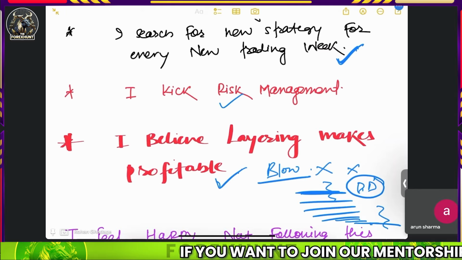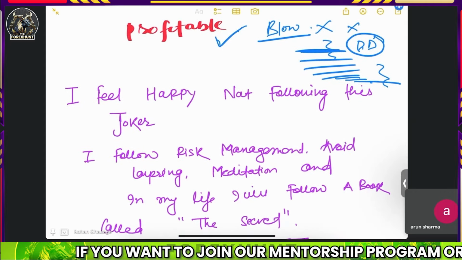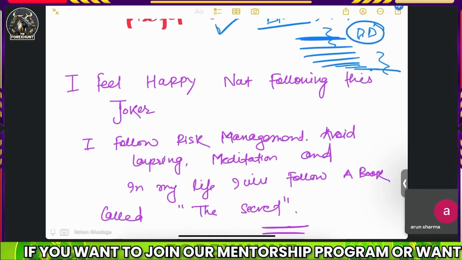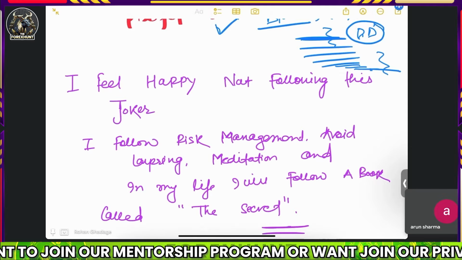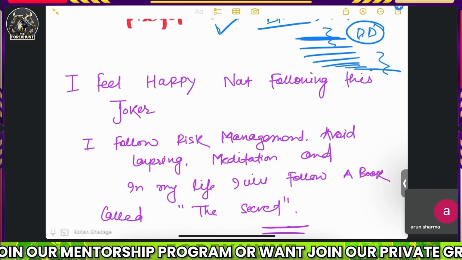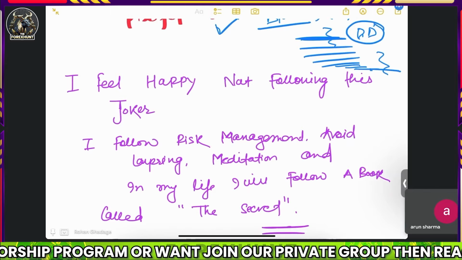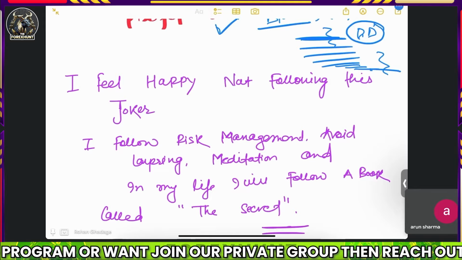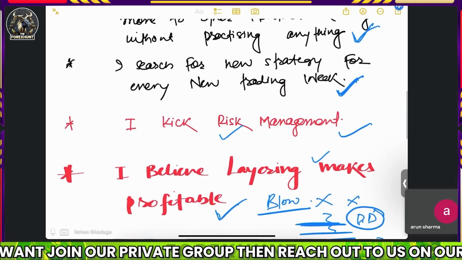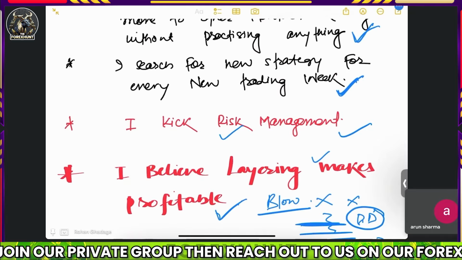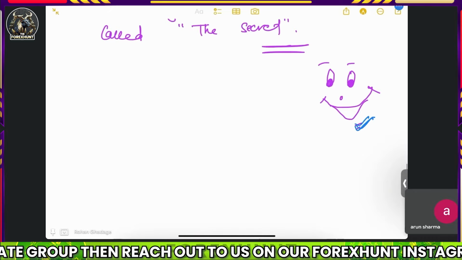Okay. So now, if you don't want to follow him, just simply focus on risk management, avoid layering, do some kind of meditation and other things. And I also believe in these things. You have to focus, or you can read a book called The Secret. Everyone suggests it to me, my mentor also suggests it, and I'm just suggesting it, depends on you. But layering, risk management, changing the strategy will never work. I hope this is clear. Then you will become very happy like this guy.